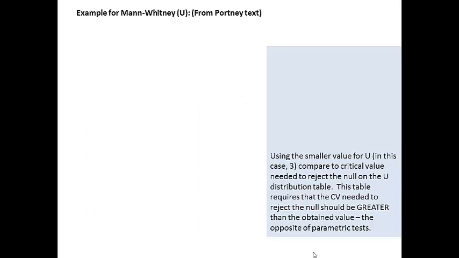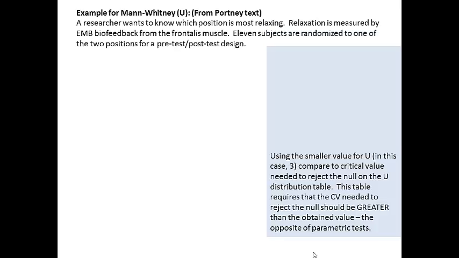Let's do an example with the Mann-Whitney U. Again, I'm getting this example from a different text, but this is used when we have violated the assumptions of the independent samples t-test. A researcher wants to know which position is most relaxing. Relaxation is measured by EMG biofeedback from the frontalis muscle. 11 subjects are randomized to one of 2 positions for a pre-test post-test design.